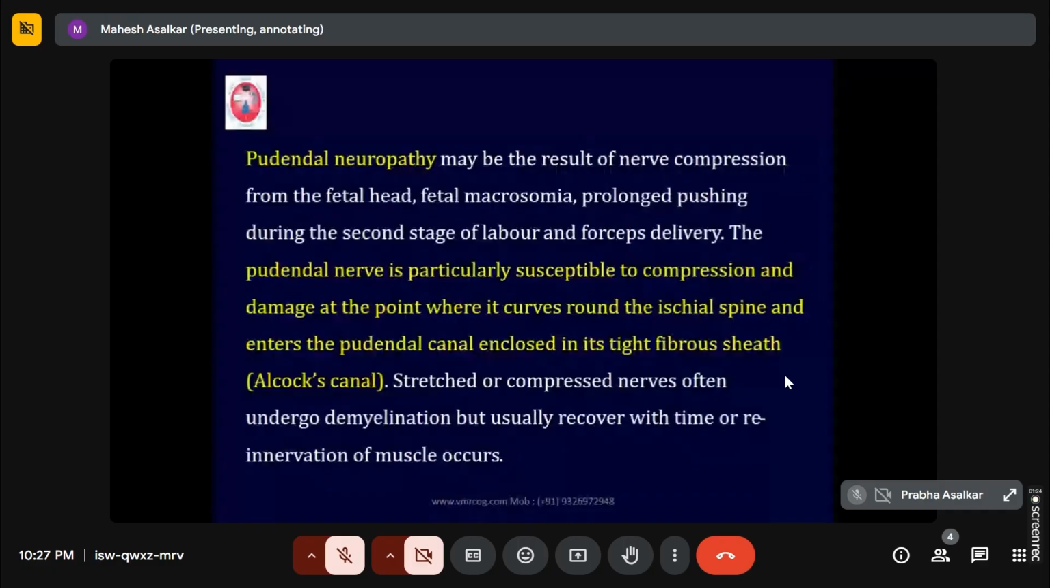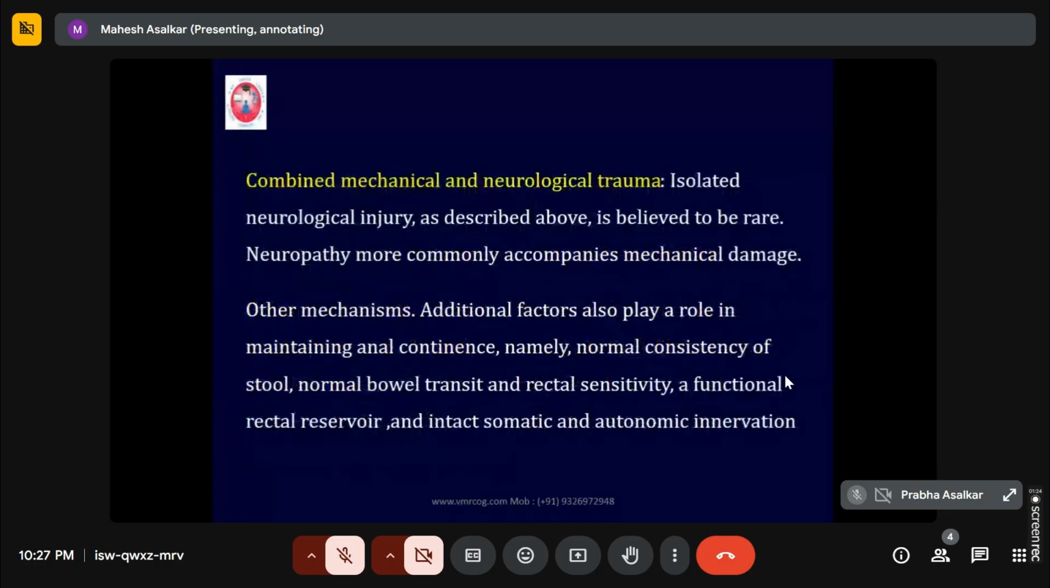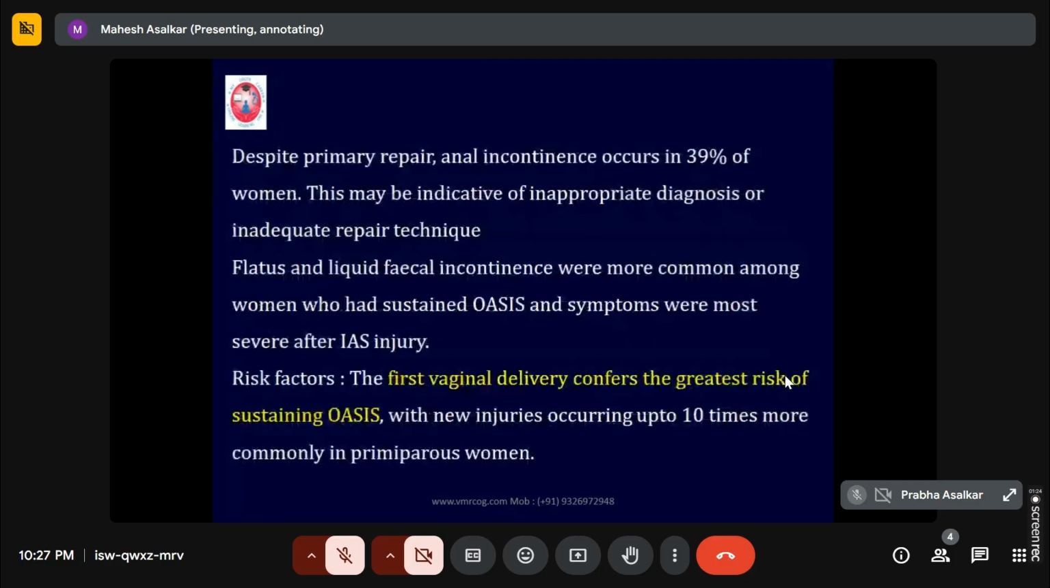Stretched or compressed nerves often undergo demyelination but usually recover with time, or reinnervation of the muscle occurs. Combined mechanical and neurological trauma: there can be direct injury, there can be neurological injury, and there can be both combined. Isolated neurological injury as above is believed to be rare, so they go hand in hand. There are other mechanisms also. Additional factors also play a role in maintaining anal continence, namely normal consistency of the stool, normal bowel transit, rectal sensitivity, functional rectal reservoir, and intact somatic and autonomic innervation.